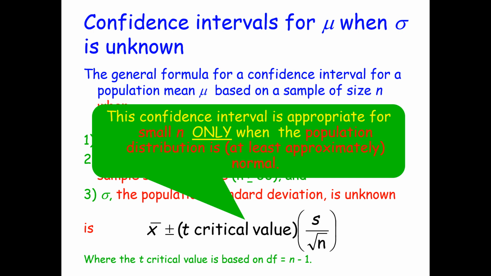Now this confidence interval is appropriate for small n only when the population distribution is at least approximately normal. Let's look at an example.